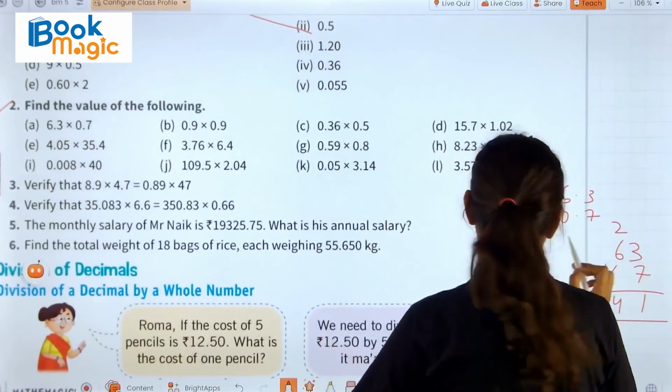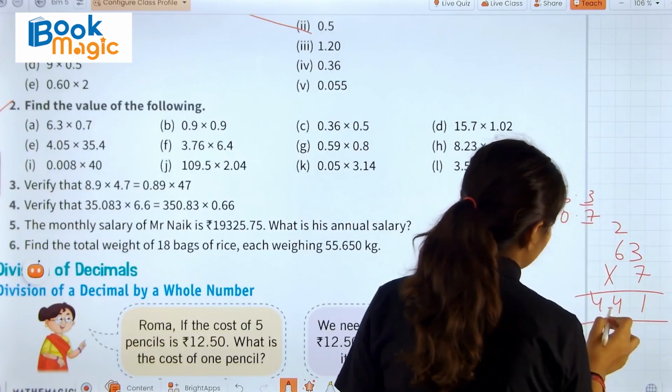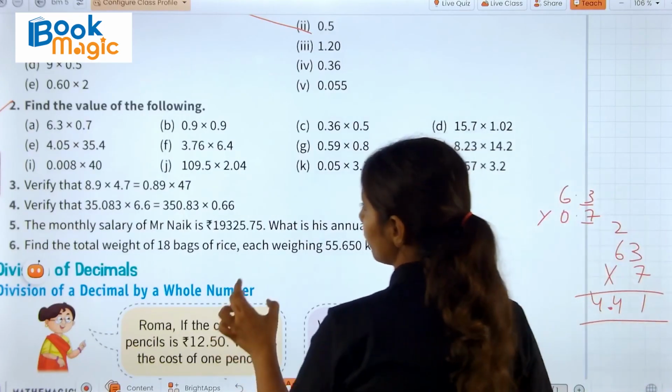Now we can see that it was 0.7. Okay. And it was having 6.3. That means 1 and 2. So just leave two places and put the decimal here. The answer is 4.41.